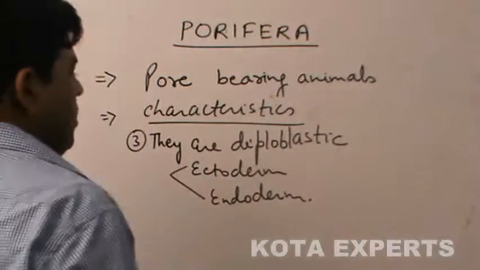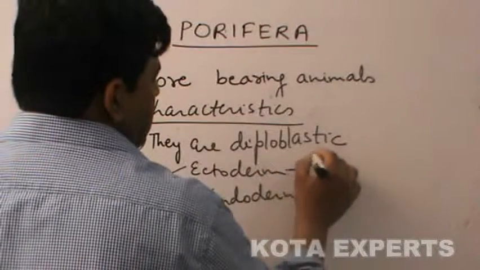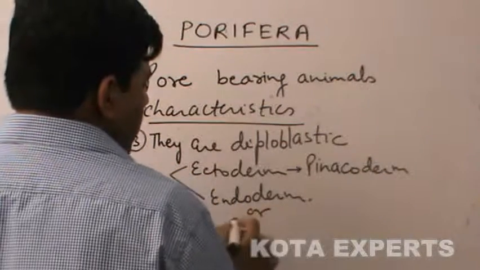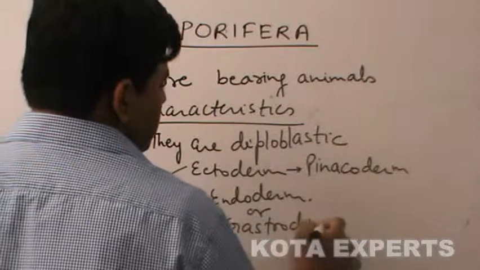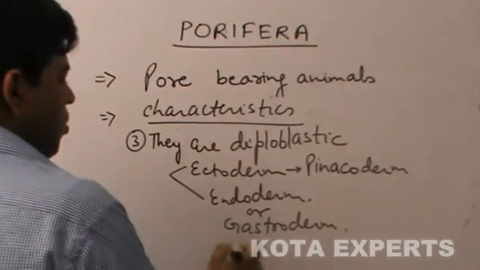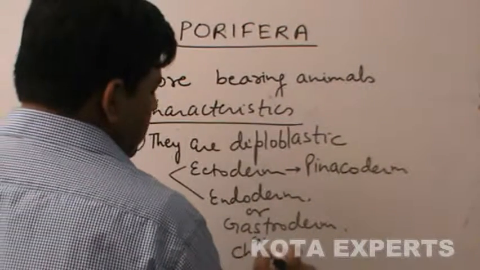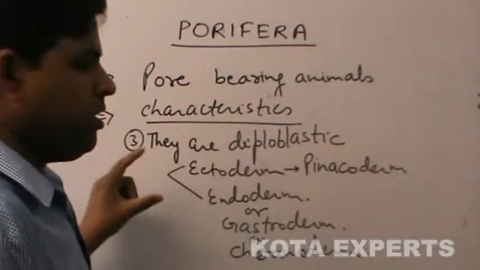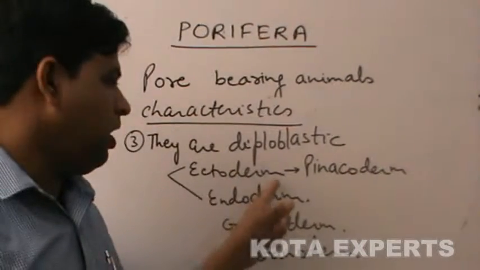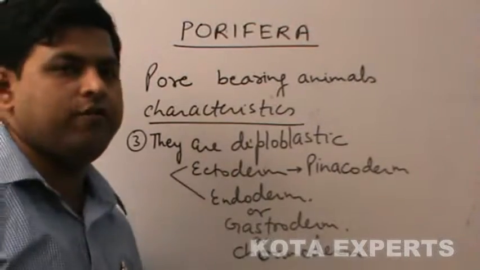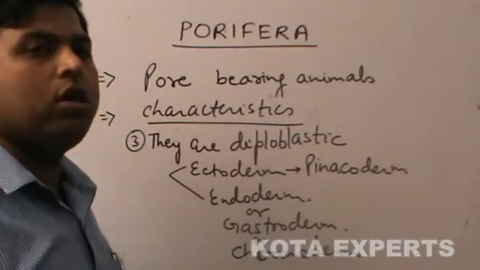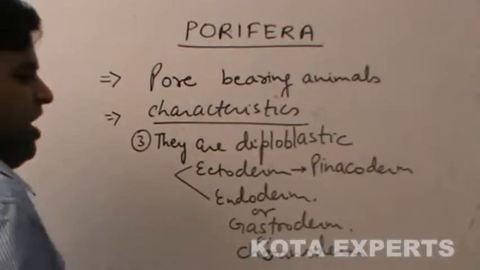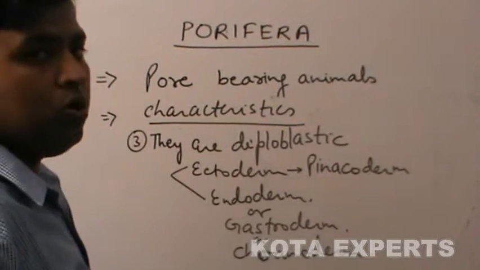The ectoderm is also known as pinacoderm, and the endoderm is also known as gastroderm or choanoderm. So these are diploblastic, meaning the body of the organism is made up of only ectoderm, which forms the outer layer, and the inner layer is formed by the endoderm, gastroderm or the choanoderm. Why is the endoderm known as choanoderm? Because these have flagellated cells known as choanocytes.